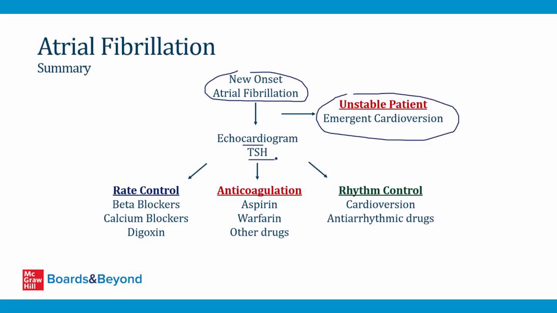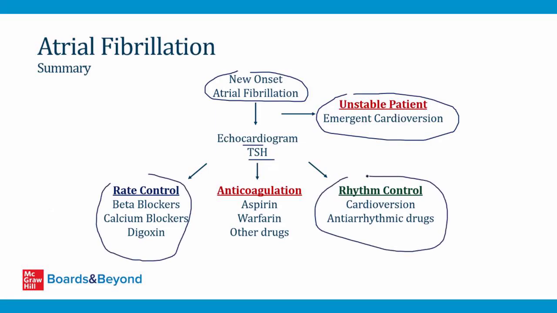That's because you want to know if they have heart disease, and you also want to know whether or not they have hyperthyroidism. Then you can do rate control with these drugs here, or you can do rhythm control by performing some type of cardioversion and then administering antiarrhythmic drugs. And then finally, all patients need anticoagulation, and this is based on the CHA2DS2-VASc score.